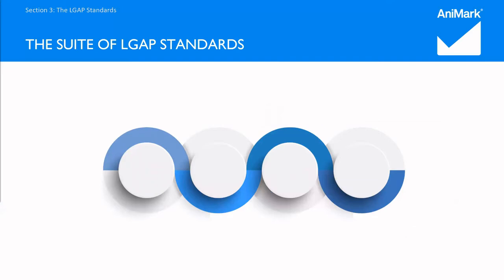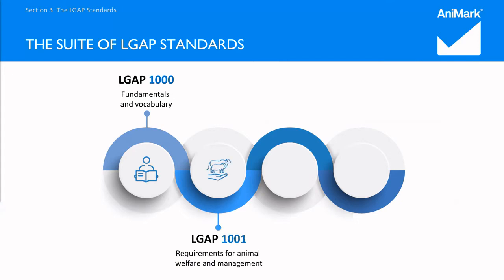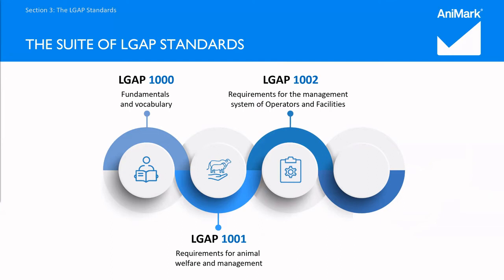You've met the suite of LGAP standards in our last sessions, but as a recap, they cover LGAP 1000, which are the fundamentals and vocabulary, LGAP 1001, which have the requirements for animal welfare and management, LGAP 1002, which include the requirements for the management system of operators and facilities, and LGAP 1003, which include requirements for operator chain of custody. If you recall, not all standards and all requirements in each standard are applicable to every operator or facility, and we will explore the standards in a bit more detail throughout the rest of this session.